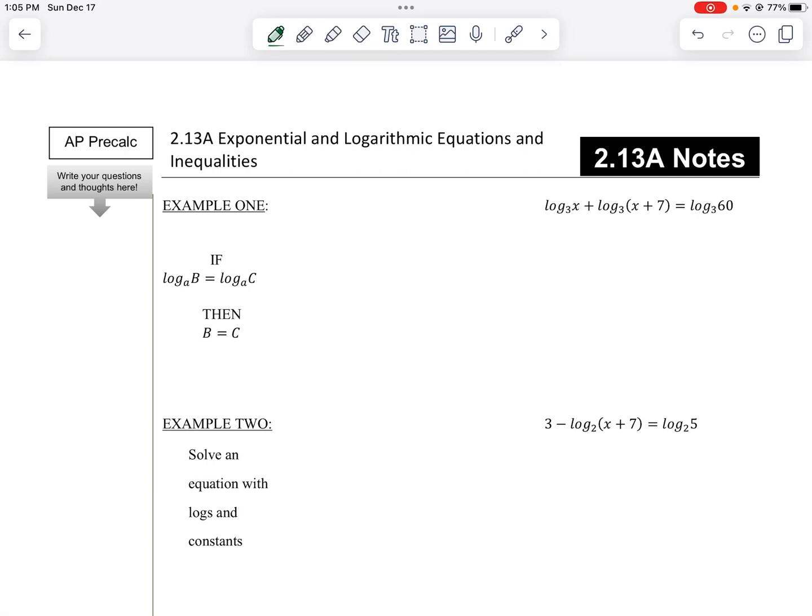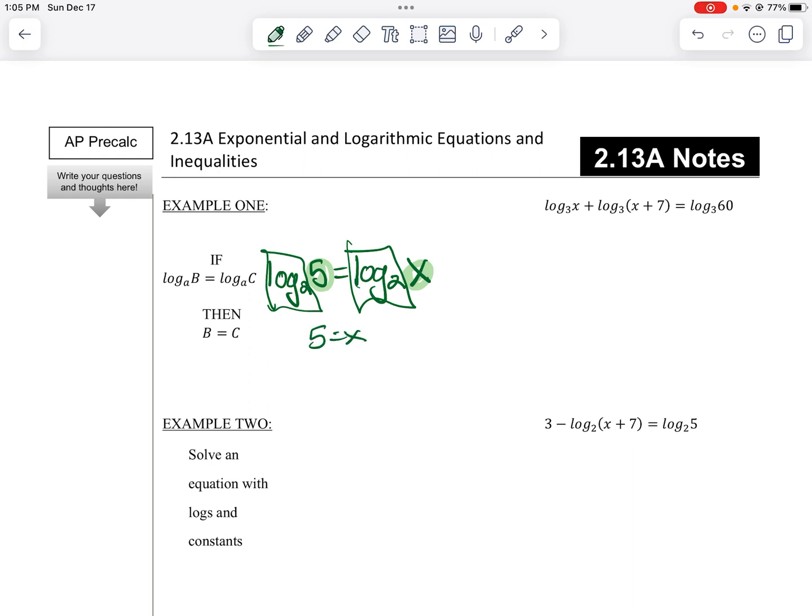Today we're going to take a look at solving equations with logs. So if you take a look at this first example here, we're going to put some actual numbers to it. For example, if I had log base 2 of 5 equals log base 2 of x, if our bases are the same, then the argument, or the part after, has to be the same. So 5 has to equal x.